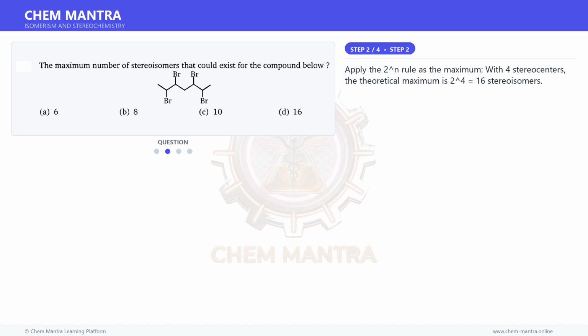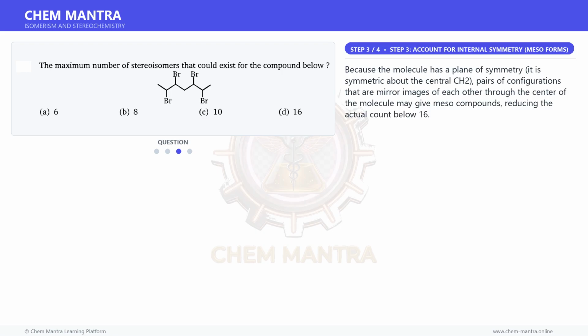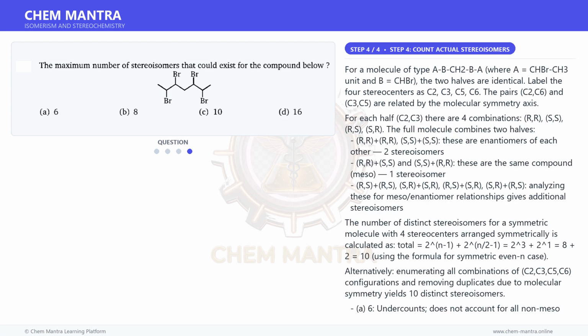Apply the 2^n rule as the maximum. With 4 stereocenters, the theoretical maximum is 2^4, equal to 16 stereoisomers. Moving on to the next step. Because the molecule has a plane of symmetry about the central CH2, pairs of configurations that are mirror images of each other through the center of the molecule may give meso compounds, reducing the actual count below 16. And for the final step.